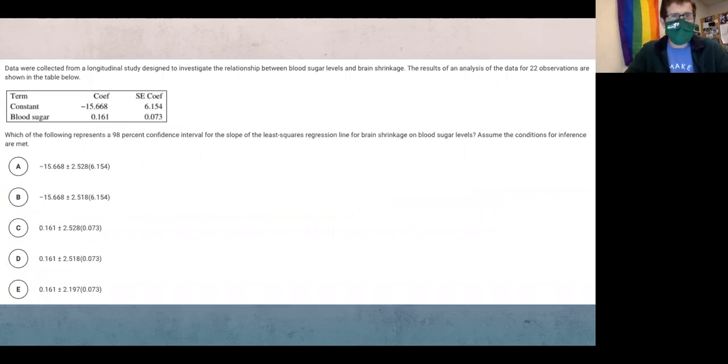All right, another question on confidence intervals, 98%. So you can go through this problem again and see what you come up with this time.